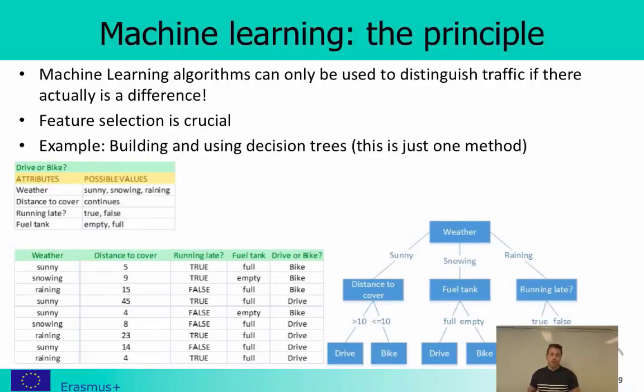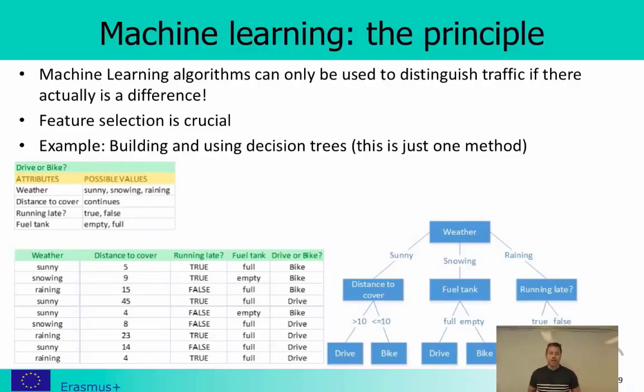Are we running late? Yes or no? And the fuel tank, which is empty or full. And of course, you can discuss whether these are the correct features, and you can also discuss whether the values are correct. But this is something we need to select before we apply the algorithm. So based on this description, then we take a look at some labeled data. So this is what is called supervised learning.